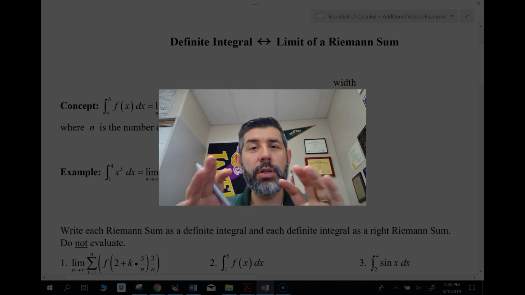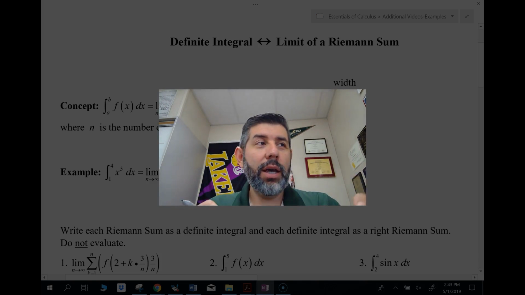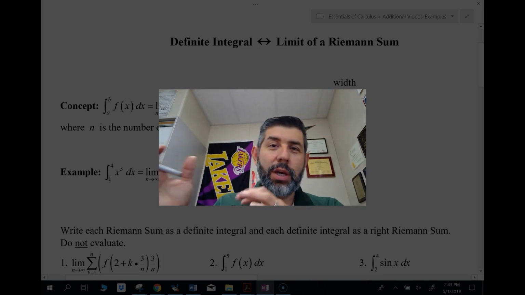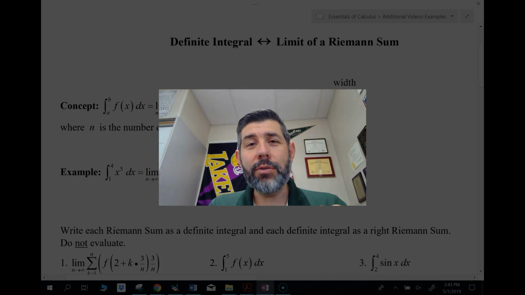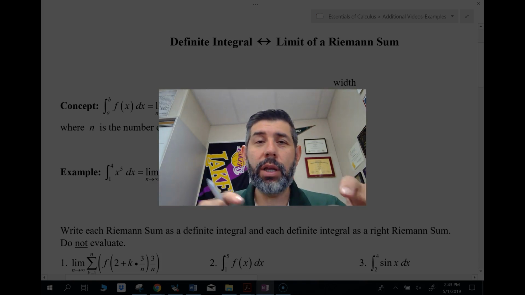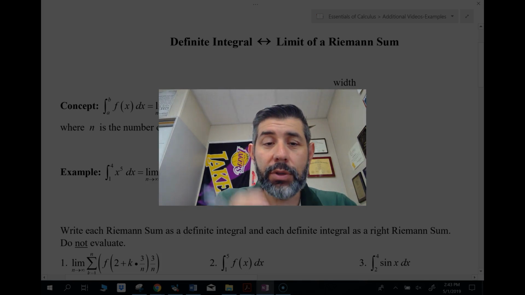So all I'm going to do is explain how to write them. I'm not going to explain the background concept. It's just how to locate it, how to answer the problem, and convert from a definite integral into a limit of a Riemann sum, or from the Riemann sum to the definite integral. Let's take a look at some examples. It should be a quick one, guys.